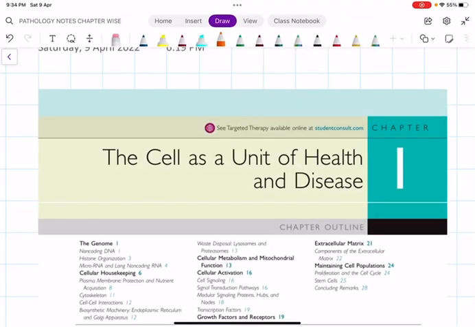Hello everyone. So let us start with the very first chapter in Robbins, the cell as a unit of health and disease. Here we are going to discuss almost 50% of the chapter, that is part 1, and in part 2 we will be discussing the rest 50%. Okay, so before I start this session, I have some common instructions.